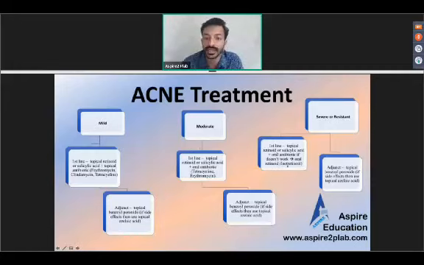That is isotretinoin. So in severe acne also, first of all, we start with topical treatment. We start with topical retinoid. We start with oral antibiotics. We start with topical benzoyl peroxide. That's an adjunct. If the patient is not feeling better with this, then we go for the oral retinoid.